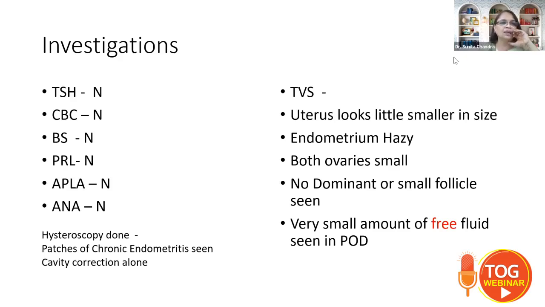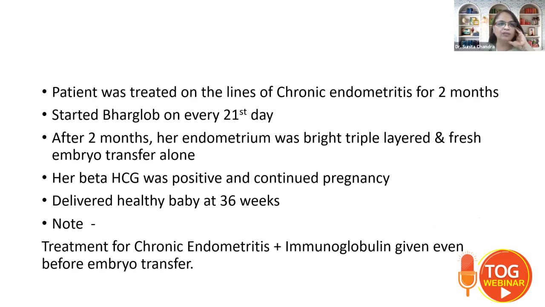And I did a little cavity correction. And I started on Bharglobe right at the same time. I started treatment for chronic endometritis. I gave her 2 months of chronic endometritis treatment and started Bharglobe every 21st day. I always give it every 21st day. I never give it every 15th day. And I was following her endometrium. And when her endometrium became good, triple layered, nice, bright endometrium, I did her IVF, of course, with donor oocytes.